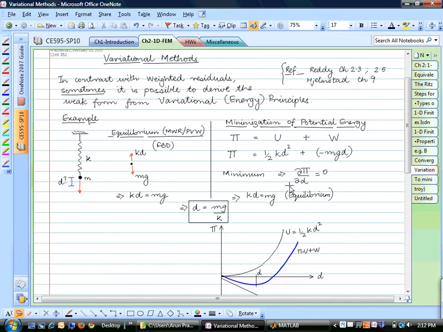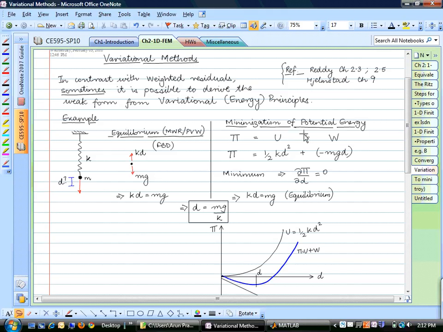And if we minimize it, we are going to minimize it with respect to d. We are asking what is the value of d at which this potential energy is minimum? So that equation is simply: take the derivative of this potential energy with respect to the solution d, and set it to 0. You get the exact same equation as the equilibrium equation. Okay. So there is an equivalence between these two, but there is also a caveat.